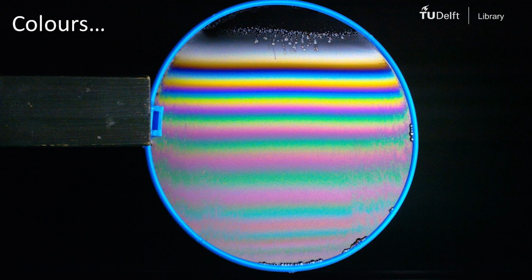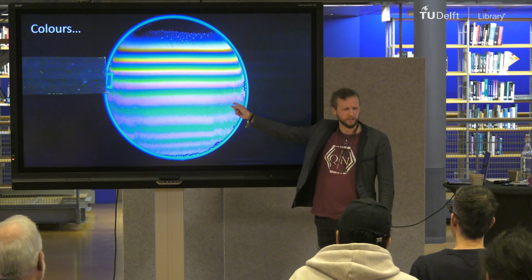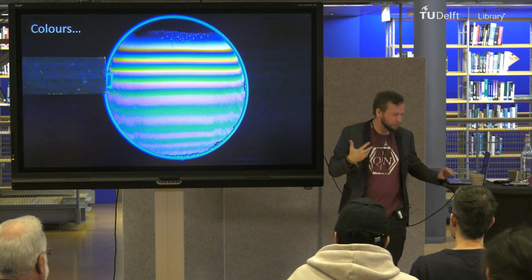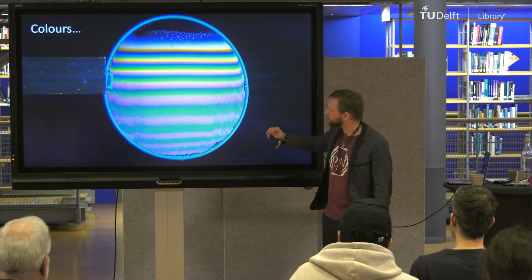Right. So the colors. To you, this now looks like a rainbow. To me, it looks like a very small slope. So to me, this looks like a slope. That's a fascinating thing. So why does it look like a slope to me and a rainbow to you?